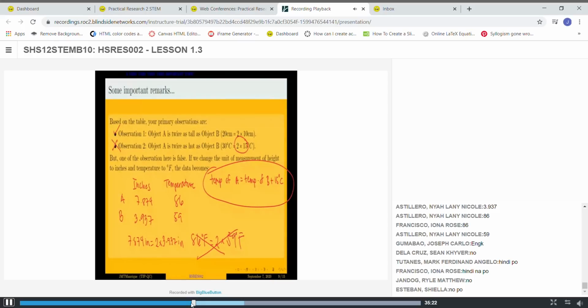Kasi yung zero is arbitrary. Yung origin hindi specific. Hindi definite. Nagbabago-bago siya. Depende sa unit of measurement.